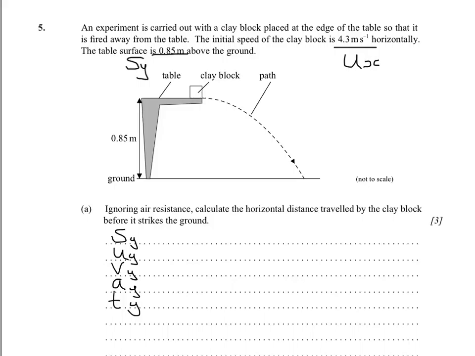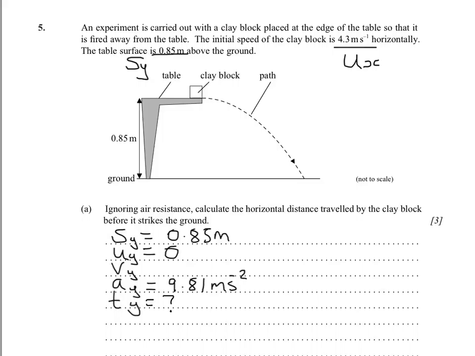So we know that the distance is going to be 0.85 meters. By leaving it as positive, I'm implying that the downwards direction is positive. We know the initial velocity is 0 in the vertical direction. We know that because it says that it's 4.3 meters per second, but only horizontally. We don't know v in y, that's an unknown, but we do know that it's accelerating due to gravity. Again, because we've taken the downwards direction as positive, that's 9.81 meters per second squared. T is what we're looking to find at this initial stage.